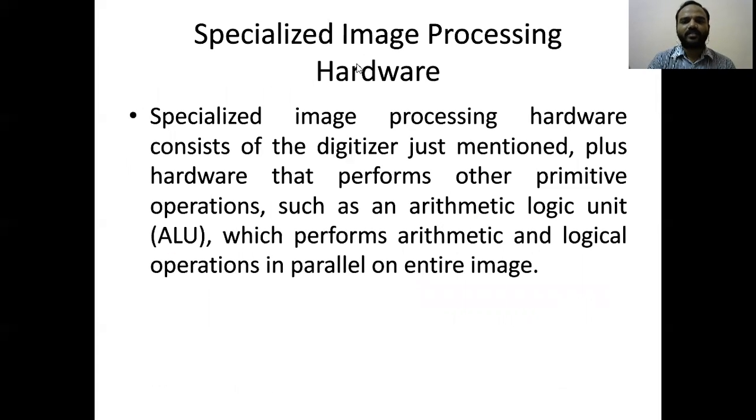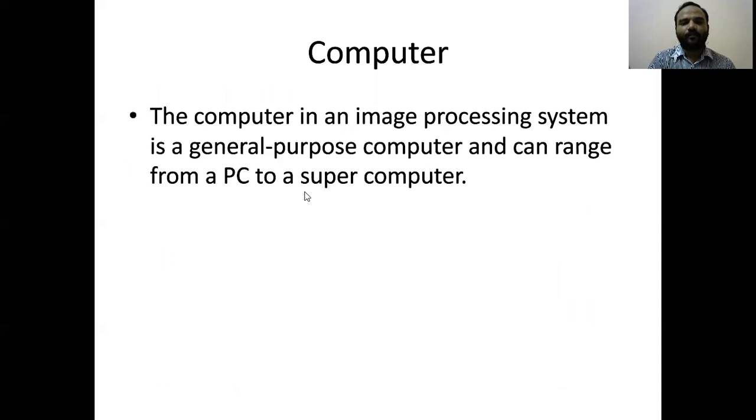Specialized image processing hardware consists of the digitizer just mentioned plus hardware that performs other primitive operations, such as an arithmetic logic unit, which performs addition and other logical operations. The computer is an image processing system and is a general purpose computer that can range from a PC to a supercomputer.